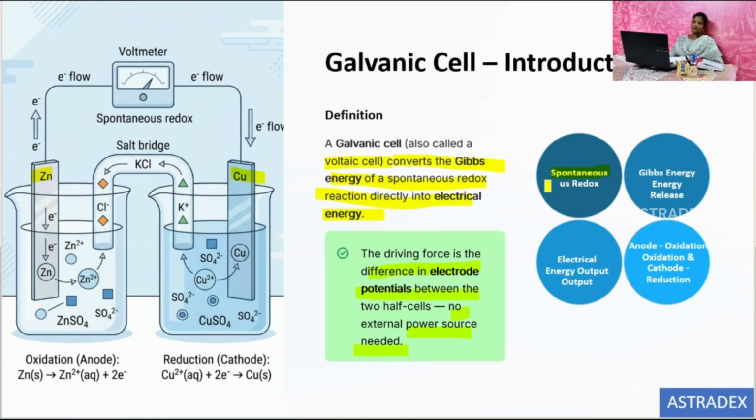This galvanic or electrochemical cell undergoes a spontaneous redox reaction, and electrical energy is the output. Here the anode undergoes oxidation and the cathode undergoes reduction, and the Gibbs energy is released, because you know very well that for a spontaneous reaction the Gibbs energy is released, as we say, delta G is negative.